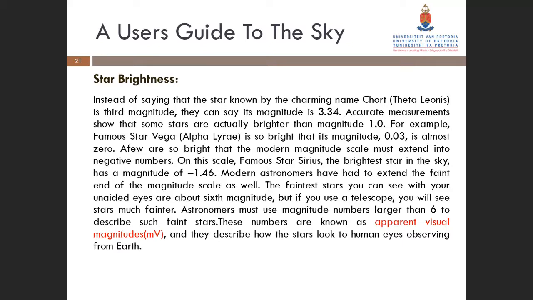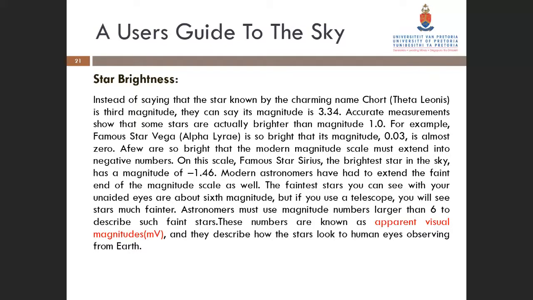So instead of saying that a star known by the charming name Chort is third magnitude, they can say its magnitude is 3.34. Accurate measurements show that some stars are actually brighter than magnitude 1, for example the famous star Vega, which is so bright that its magnitude is 0.03. It's almost zero. A few are so bright that a modern magnitude scale must extend into negative numbers.